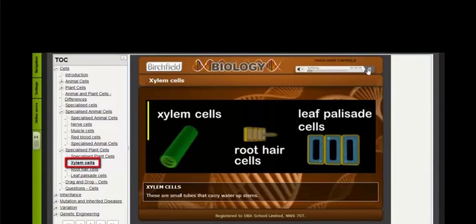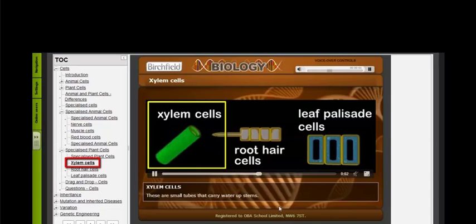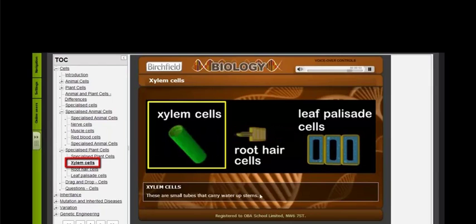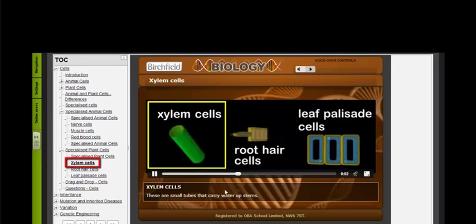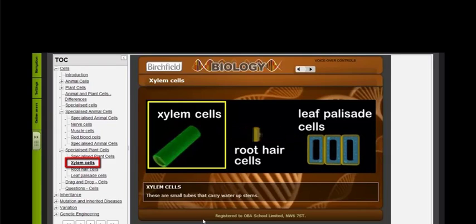Xylem cells are small tubes. They carry water up from the stem once the stem receives water from the roots, and they take it to the leaves where the plant needs the water to make its food.